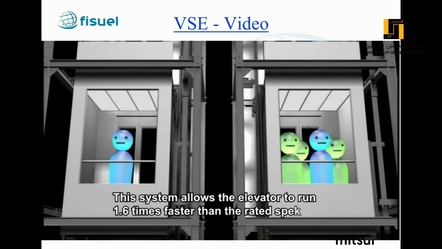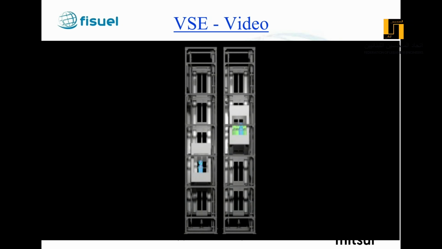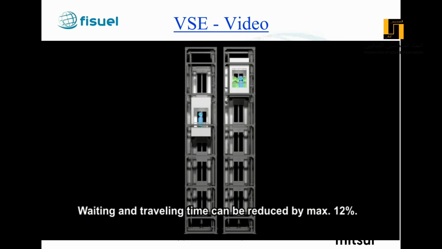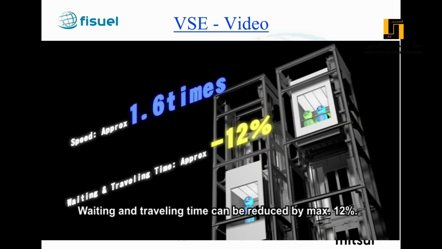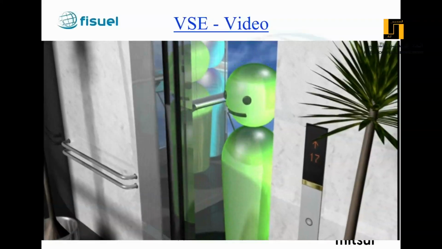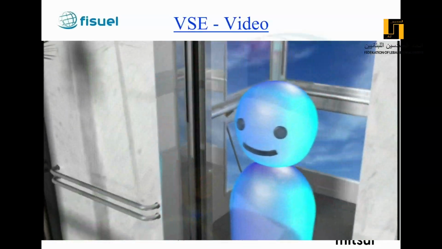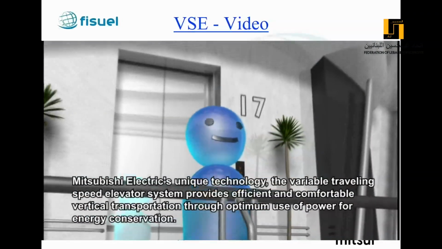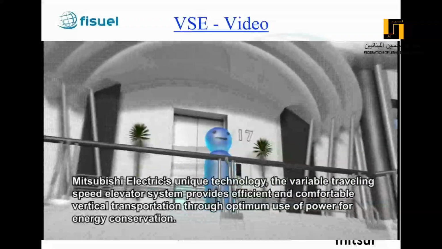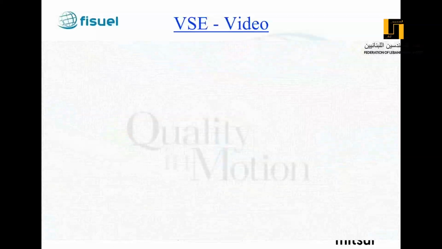This system allows the elevator to run 1.6 times faster than the rated speed. Waiting and traveling time can be reduced by 12% at maximum. Mitsubishi Electric's unique technology, the Variable Traveling Speed Elevator System, provides efficient and comfortable vertical transportation through optimum use of power for energy conservation.